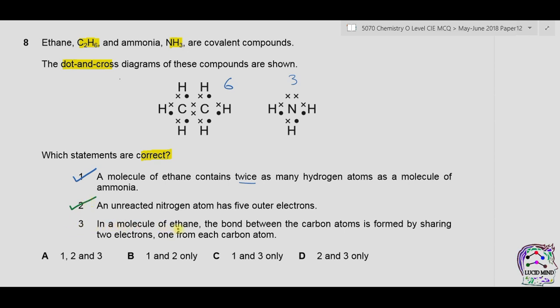Option 3, in a molecule of ethane, the bond between the carbon atoms is formed by sharing 2 electrons, one from each carbon atom. Now we can see in the diagram that this is the shared pair of electrons between carbons. One electron is donated by one carbon while the second electron is donated by the second carbon, and a single bond is formed between these 2 carbon atoms. So therefore statement 3 is also correct. Answer is therefore A.